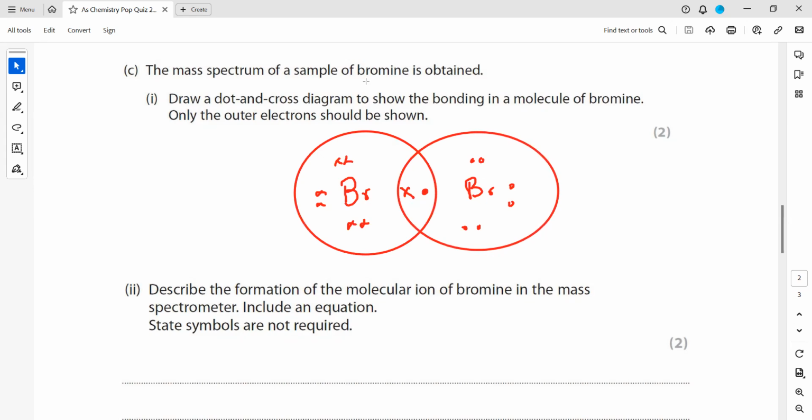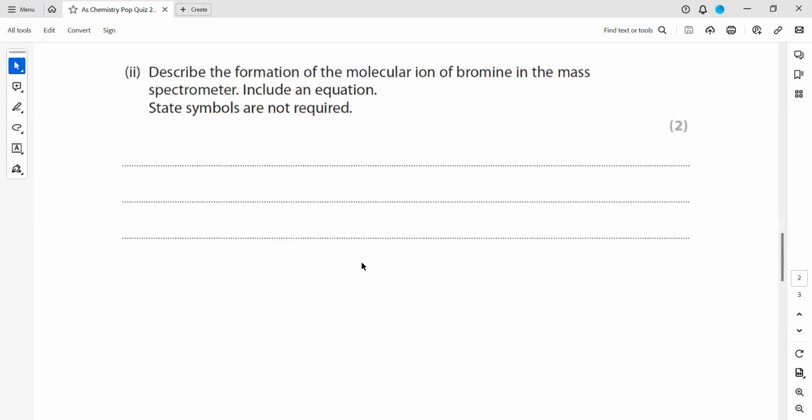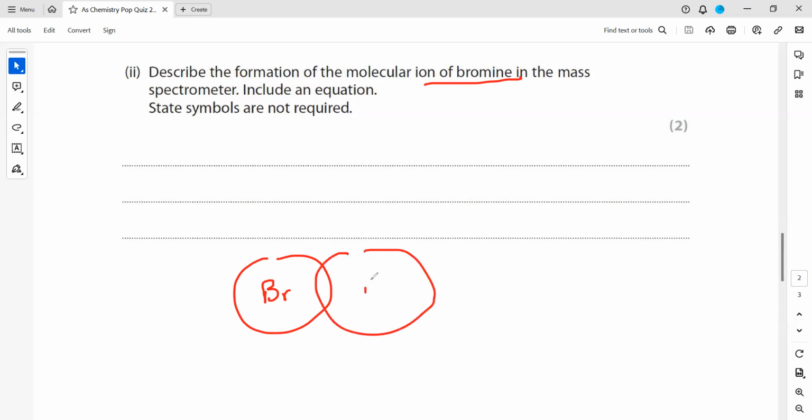Describe the formation of the molecular ion of bromine in the mass spectrometer and include an equation. In a mass spectrometer, what we do first is vaporization of the sample, and then we do ionization. To do ionization, here we need a molecular ion of bromine, so we have a bromine molecule, as they ask for the molecular ion.